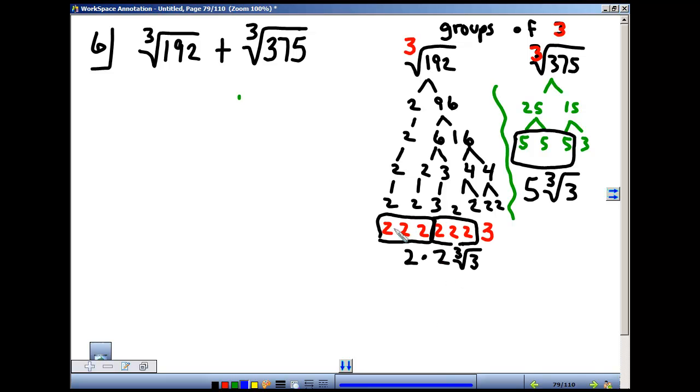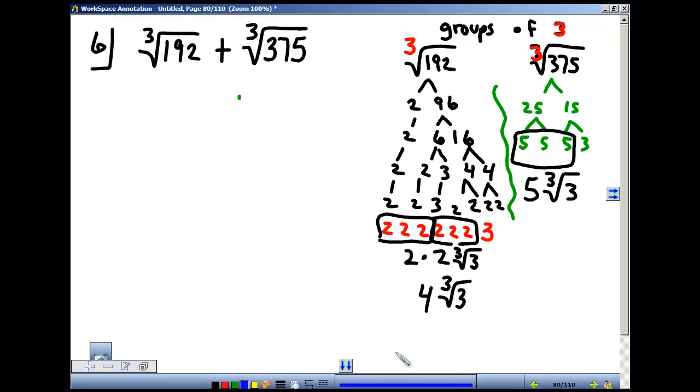It's best if you get these in order, but so that you can see that there are 3 2's here, 3 2's here, and a 3 left over. So 192 breaks down to be 2 times 2 times the cube root of 3. And 375, since I have 3 5's there, that comes out, and I'm left with 5 times the cube root of 3.